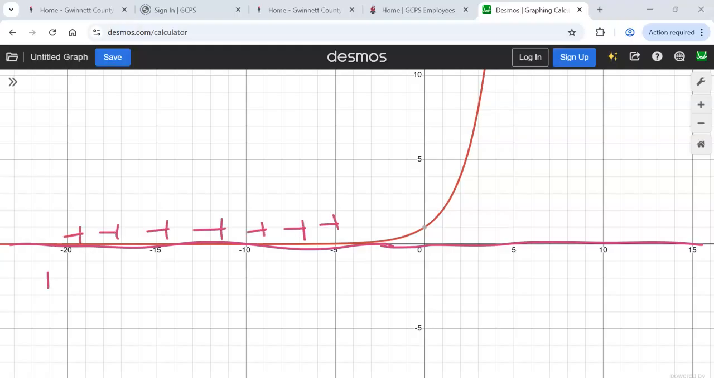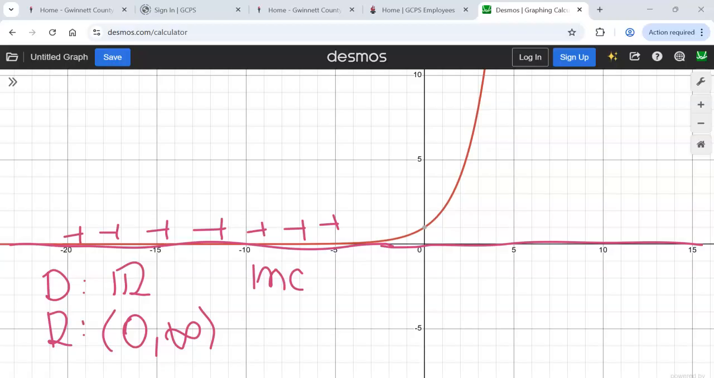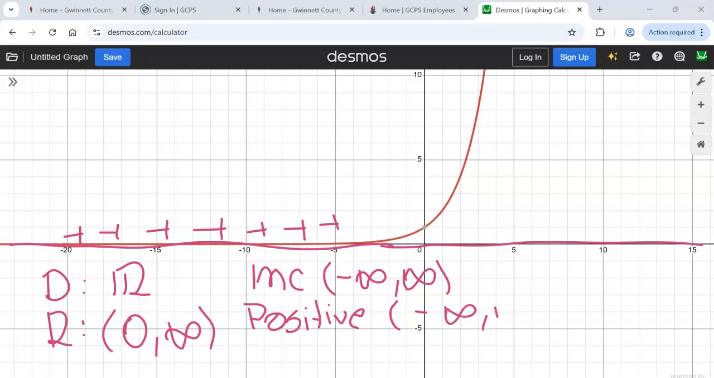So again, we had the domain, which was all real numbers. We had range, which was 0 to infinity from an asymptote. We had increase, which was negative infinity to positive infinity. And now positive numbers are also infinity to infinity, because again, they're moving left to right, okay? So we're coming from here and we're moving to the right side, okay? And they're all positive, okay?